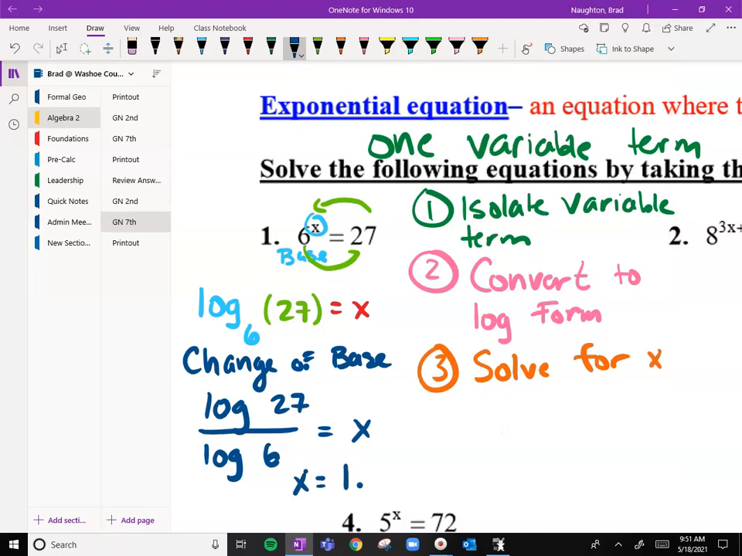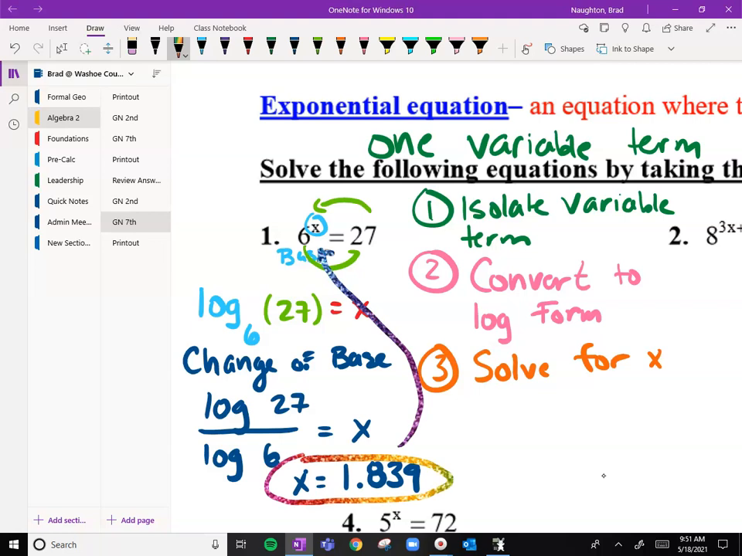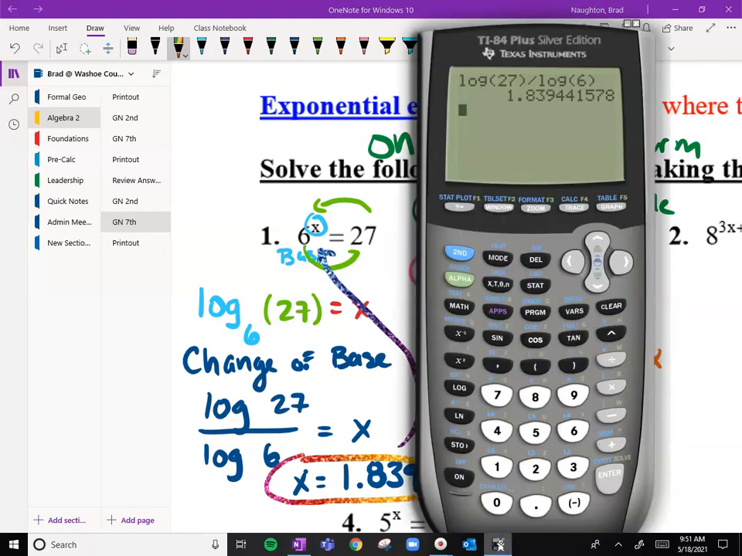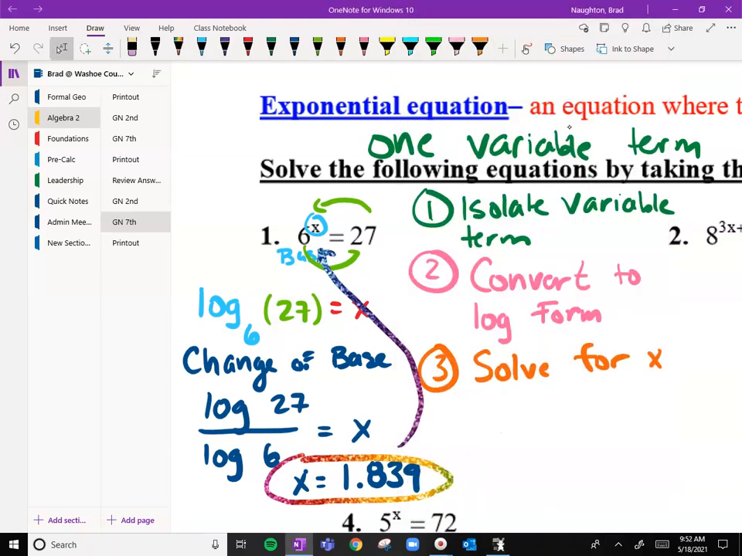And I like to put 1.839. I like to round to that third decimal point. And then, of course, you can check your answer by plugging it back in to make sure it works. It's going to be an approximation, so it's going to be close. If I take 6 to the 1.839, we're going to get super close to 27. So we have a little bit of a rounding error, but I'd say we're pretty close, and so that's a way to check our answer.